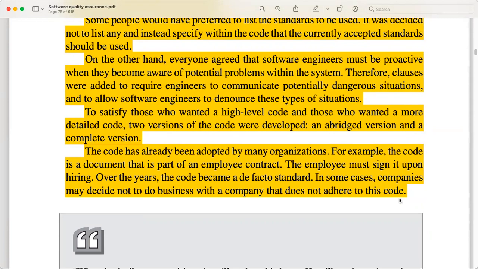Therefore, clauses were added to require engineers to communicate potentially dangerous situations and to allow software engineers to denounce these types of situations. So it means that software engineers should lead from the front in case of any such defect identified. To satisfy those who wanted a higher-level code and those who wanted a more detailed code, two versions of the code were developed, an abridged version and a complete version. We will discuss the abridged version later on.